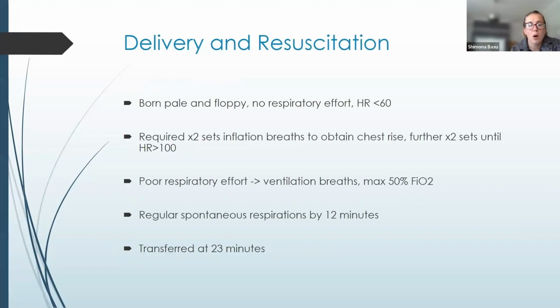Initially baby was born pale and floppy with no spontaneous respiratory effort and a heart rate less than 60. He required 2 sets of inflation breaths via the 2-person technique with a jaw thrust to obtain any form of chest rise, and then a further 2 sets of inflation breaths to get the heart rate above 100. Following that, he had quite a poor respiratory effort, so had 30 seconds of ventilation breaths requiring up to 50% oxygen. But by about 12 minutes of life had regular spontaneous respirations and was then transferred across to SCBU at 23 minutes of life.